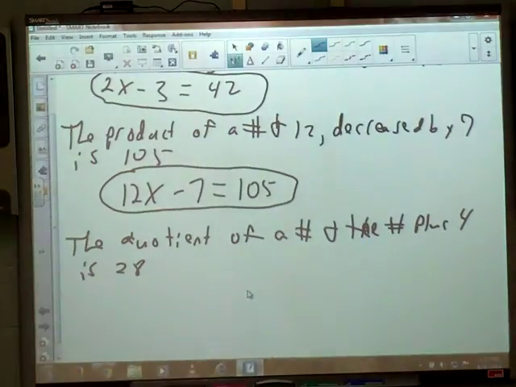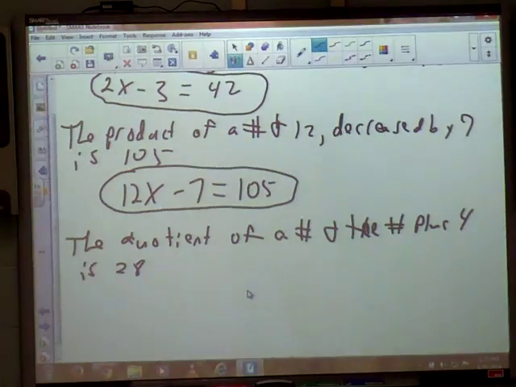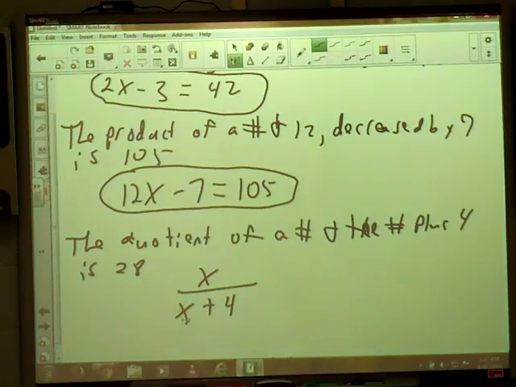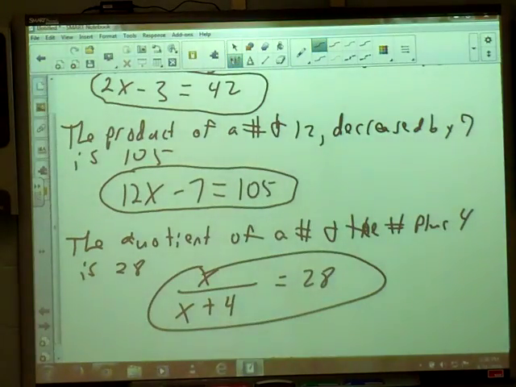Alright, on the third one, that says, you need me to interpret that chicken scratch, the quotient of a number and the number plus 4 is 28. So quotient, what does that mean I'm going to be doing? Dividing, very good. So the quotient of a number and that number plus 4. Did you see that? We had to use the X again because it said "that number" is 28. So that would be our mathematical equation on that one. Yep, I like it. Get those right.